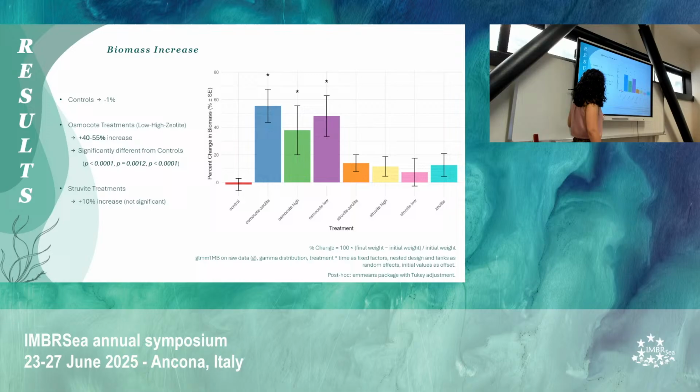Regarding the biomass increase, the graph is showing the percent change in biomass across different treatments. The controls did not increase in biomass, and we can see that the osmocote low concentration, high concentration, and with zeolite increased their biomass by 40 to 55% compared to their initial sizes. And this was significantly different from the control treatments with really low P values. On the other hand, the struvite treatments reached about 10% more in biomass. However, this was not significantly different from the control treatments.